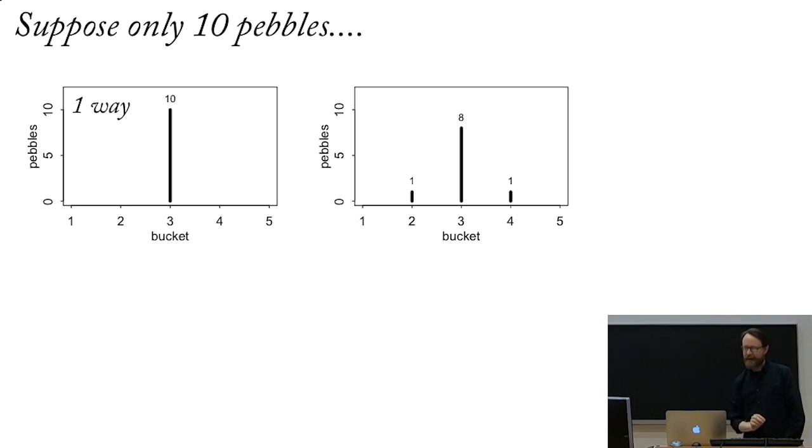What about how many ways are there to get 8 pebbles in bucket 3, and 1 in bucket 2, and 1 in bucket 4? How many unique arrangements of pebbles? Remember, Natalia painted all these pebbles, so you can swap pebbles out of the center column into the other and move them around. How many arrangements do you think? Any guesses? 90. Yeah, the answer is 90, exactly.